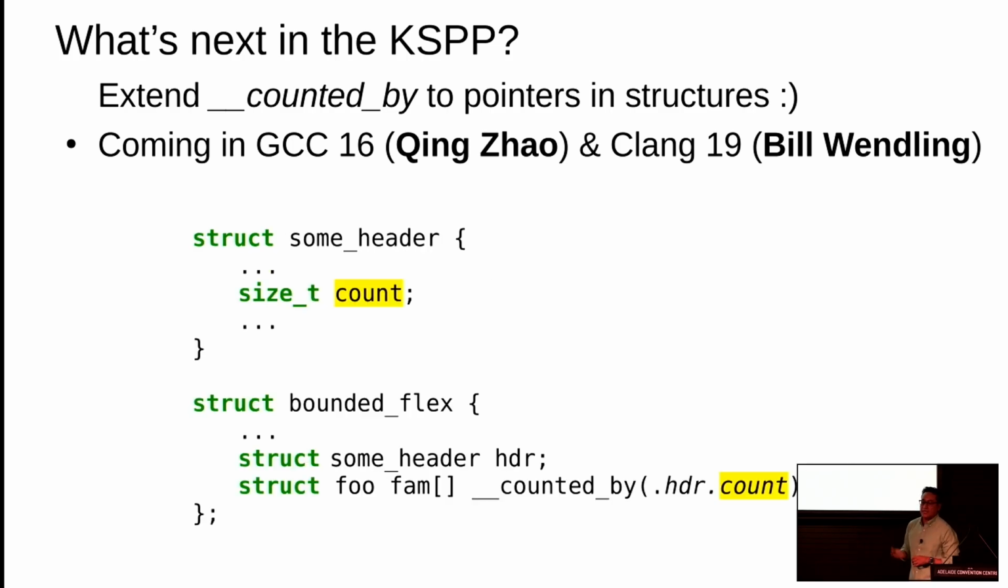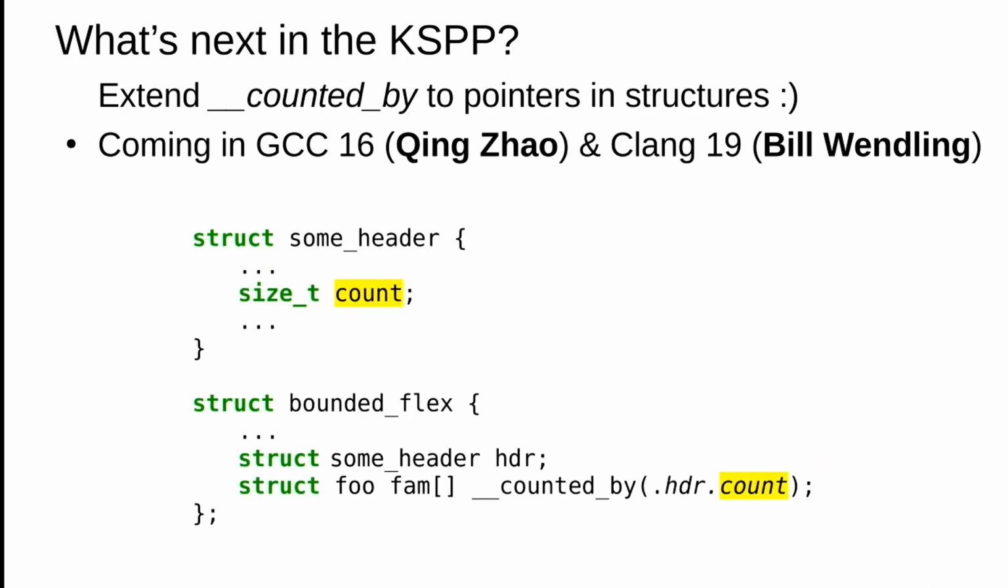So that is coming. And with that, we can also do something that we don't currently have with the counted_by attribute: the counter being in a different structure. This is not possible at this moment with counted_by, but this is going to become possible once we extend counted_by to pointers.